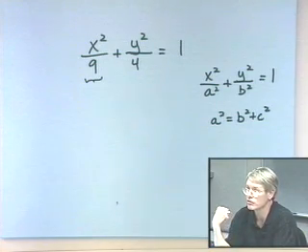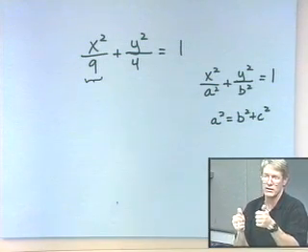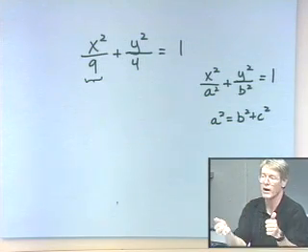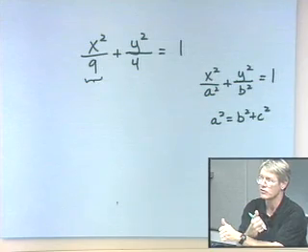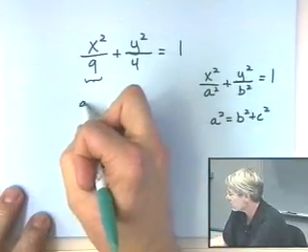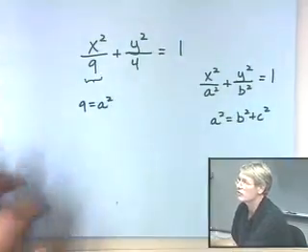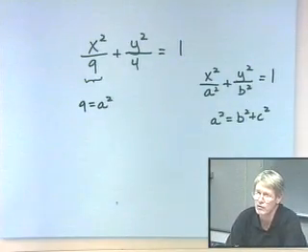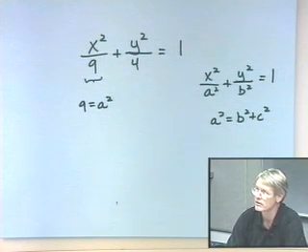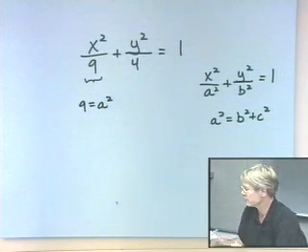Now this is addition, right? So that's not a guarantee that the x squared term is going to come first. It might be the other way around. That doesn't matter what comes first because it's addition. What matters is where the larger denominator is. So that means that 9 is a squared, and it also means that the major axis is on the x-axis, because that's the type that we've dealt with so far.